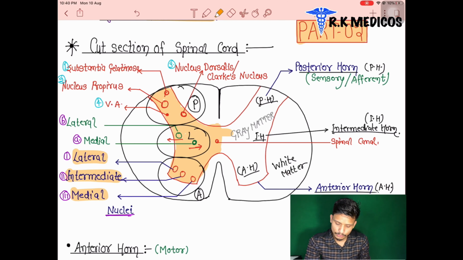Now you can tell me, this is the anterior portion and this is the posterior portion of the spinal cord. It means we can see this in this picture also.